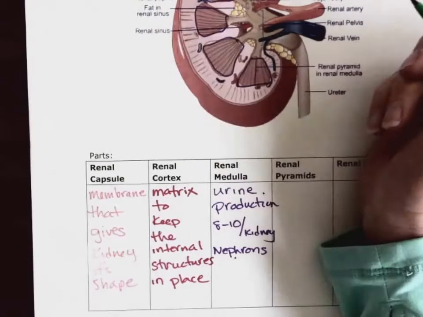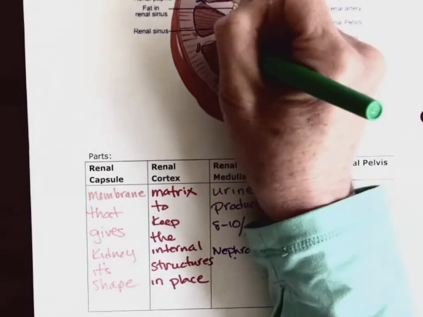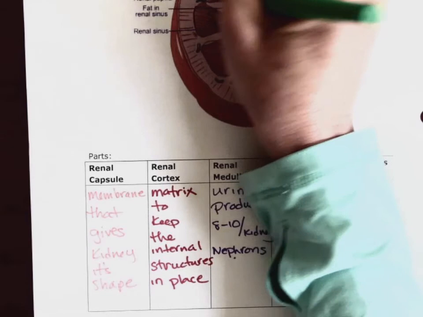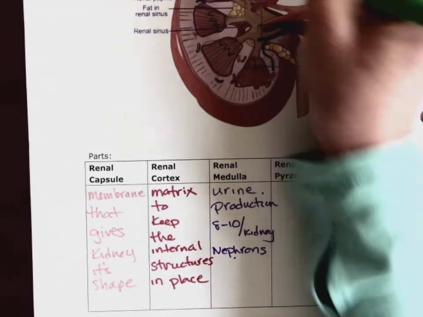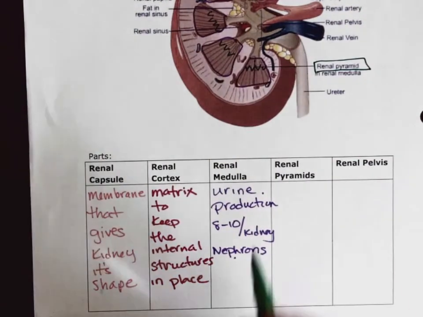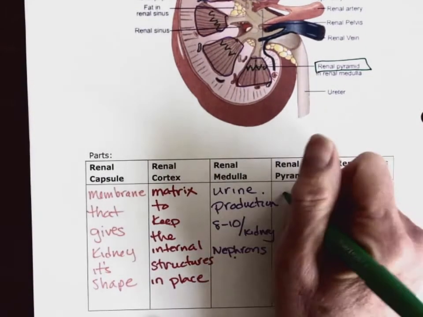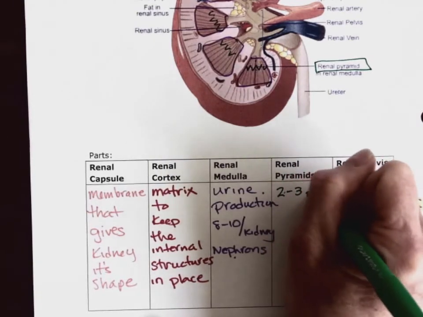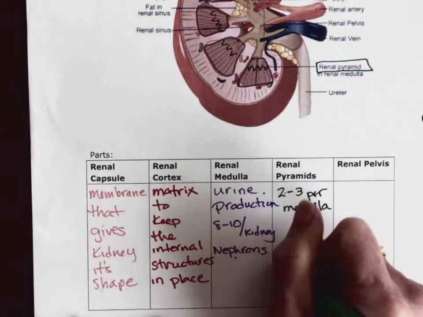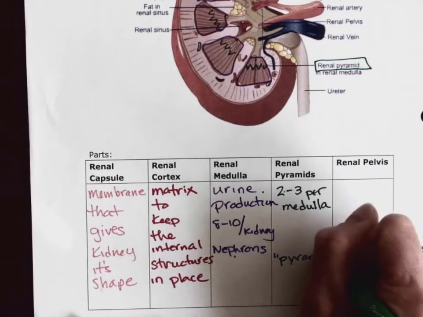So the next thing is this weird structure called the renal pyramids. It's always kind of hard to find a picture of them, but they separate the renal medulla into its separate sections. They're found in the renal medulla. There are usually 2 to 3 per medulla. They're also involved in urine production, and we recognize them because they have this weird pyramid shape. So they look like a triangle.